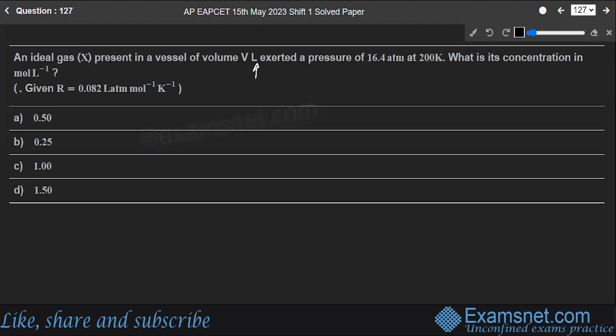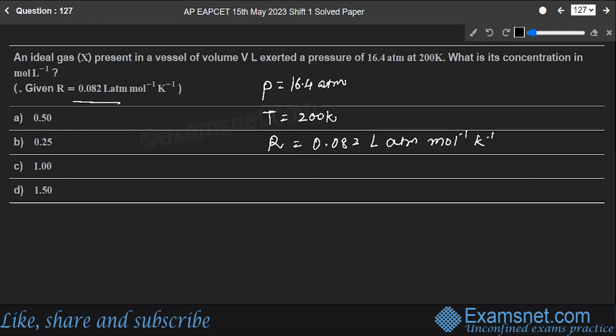Okay, this is liter. So now let's write down what you're given. The pressure is 16.4 atmospheres and the temperature is 200 Kelvin. And what else is given to you? R is this, liter atmosphere per mole per Kelvin. So volume is V, it's L actually. So this is volume. Using the ideal gas equation to find the number of moles.